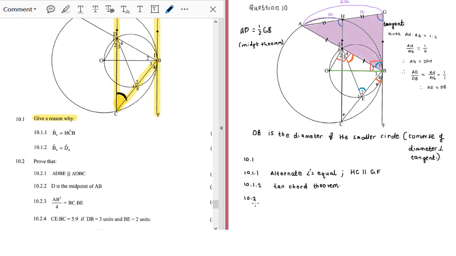Next, question 10.2. In 10.2.1, we have to prove that triangle DBE is similar to triangle DBC. Let's find those two triangles. Triangle DBE is a small triangle over here. Let's draw it out. Triangle DBE.